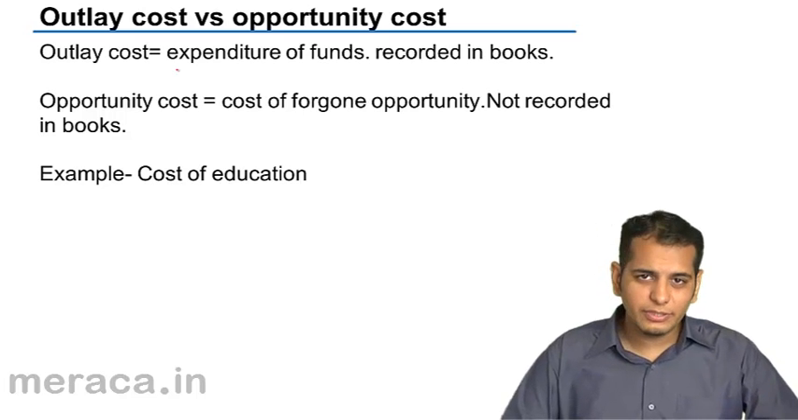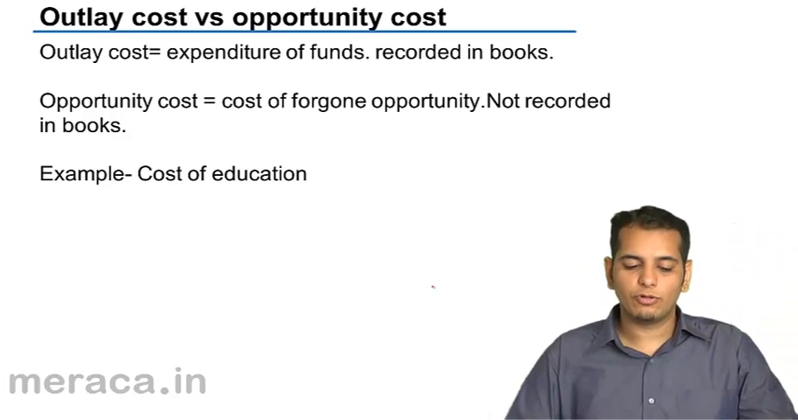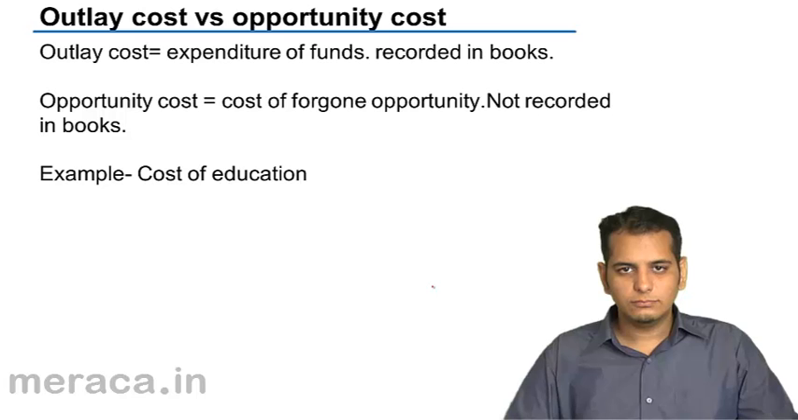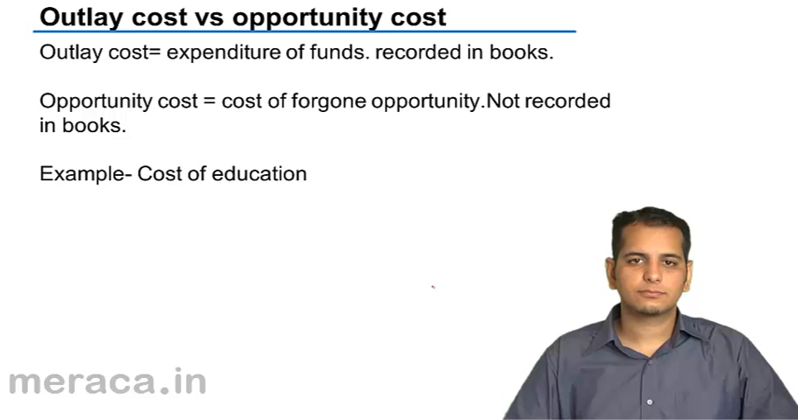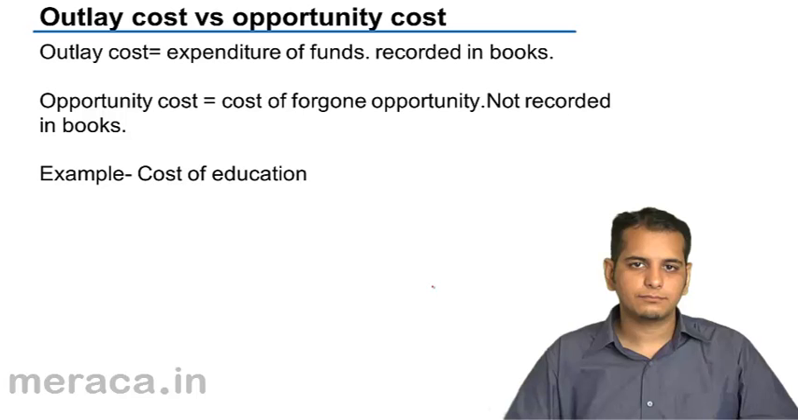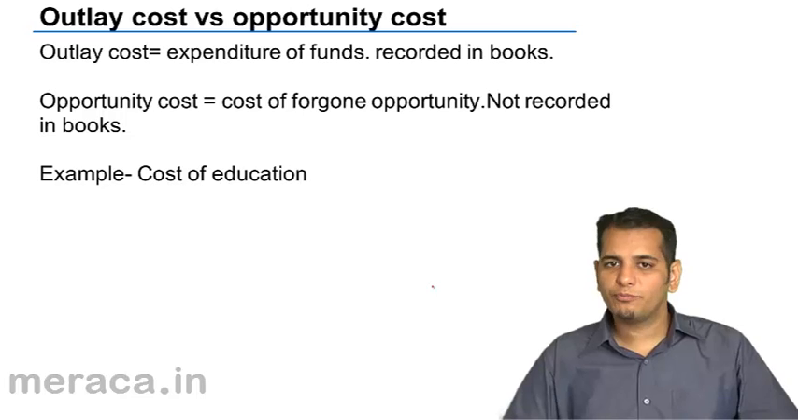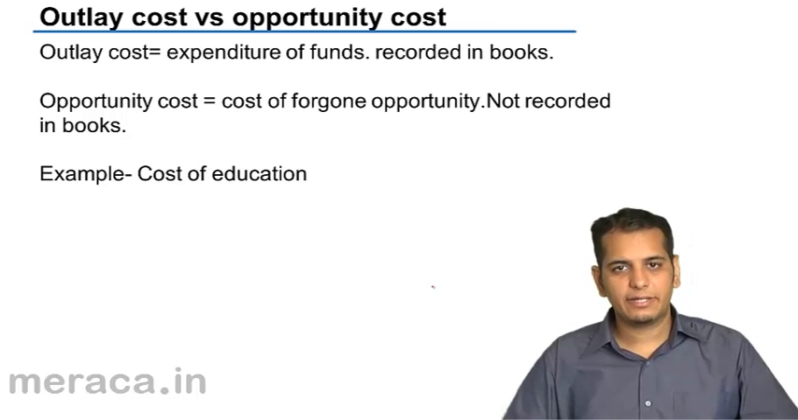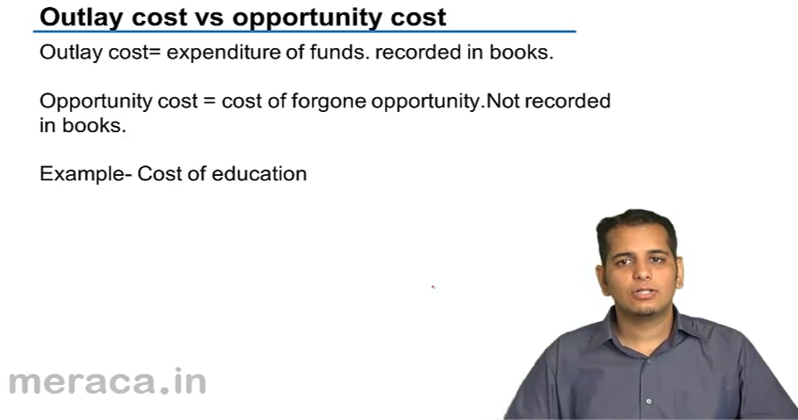So then what is opportunity cost? Opportunity cost is the cost of the opportunity foregone. Let's say you want to do a business and you have three options. First, to invest in the business from your own savings. Second, to borrow money from a bank. Third, to borrow money from your relatives.